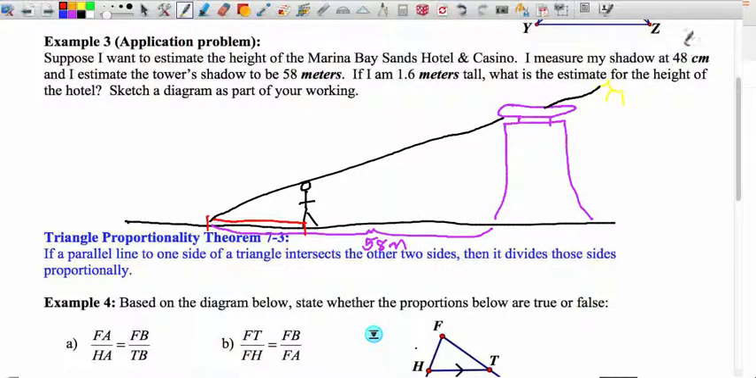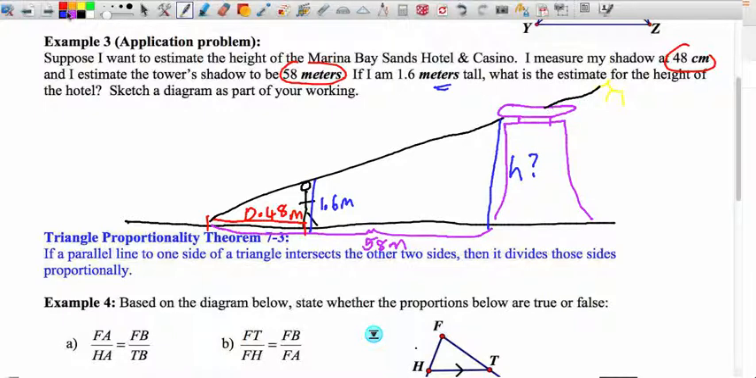The first thing to watch out for, of course, is that we have different units, and hopefully you remember from the first lesson that in order to set up proportions or ratios, we need to make sure we're working in the same unit. So with 100 centimeters in a meter, I will change my shadow length to 0.48 meters to be consistent in terms of units of measurement. We're going to fill in the other information that we have, namely that I am 1.6 meters tall. Again, that's the unit that we're after, and what I'm looking to do is to estimate the height of the Marina Bay Sands. That's going to be my unknown.